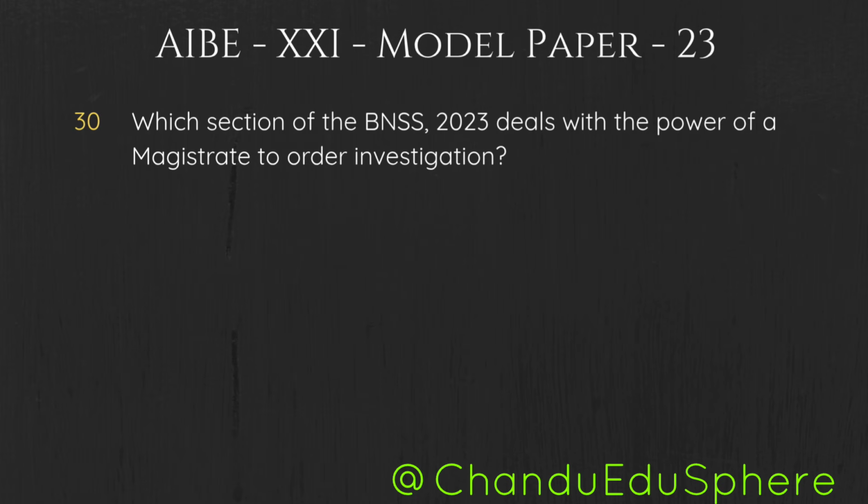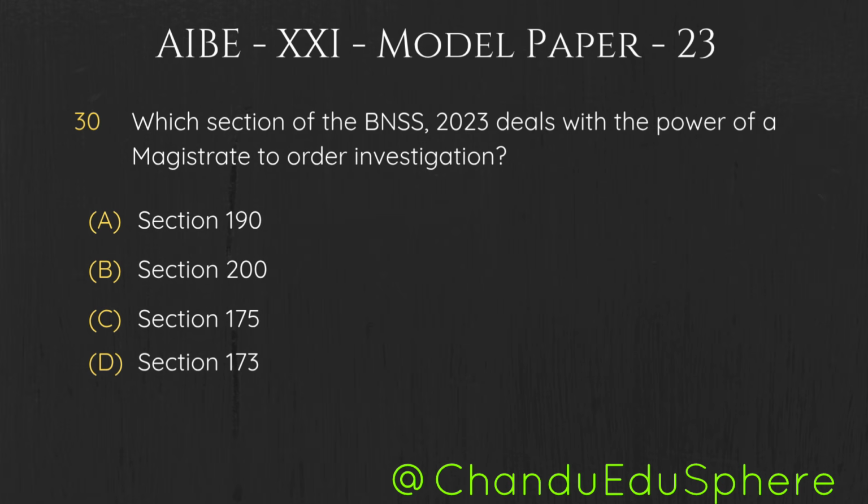Which section of the BNSS 2023 deals with the power of a magistrate to order investigation? Section 175 of the BNSS 2023 corresponds to Section 156 of the CrPC, and sub-section 3 empowers a magistrate to order police investigation into a cognizable offence when an aggrieved person's FIR is not registered or there is police inaction.